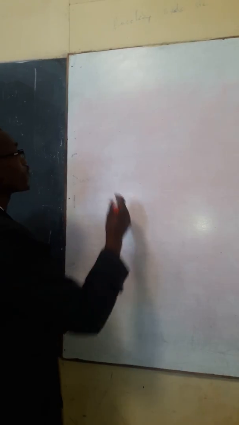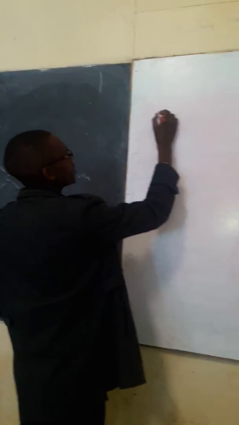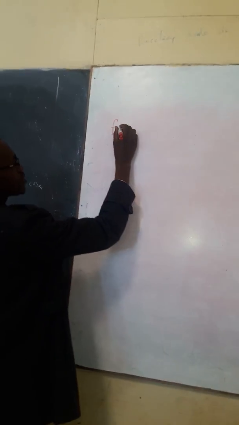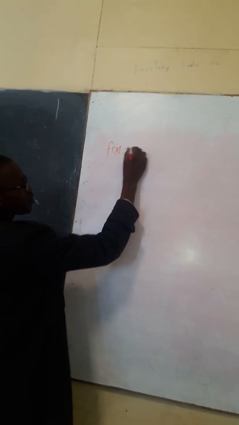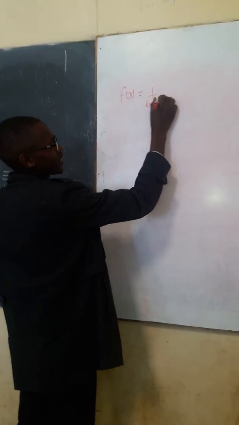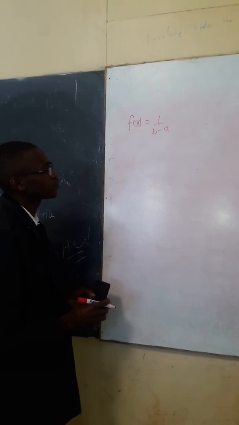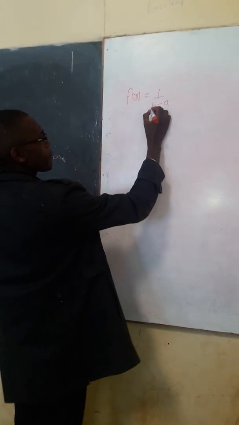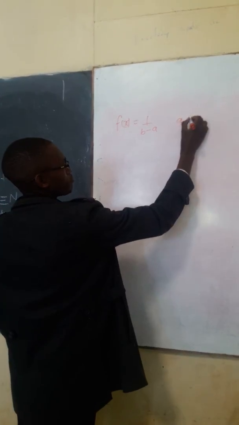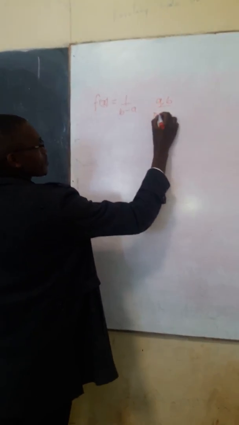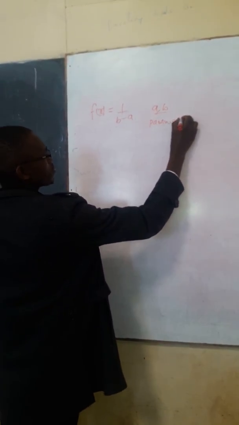Today we want to look at the uniform distribution. First of all, we know that the PDF of the uniform distribution is given by f of x equals 1 over b minus a. That is it. In this case, a and b are the parameters of the uniform distribution.